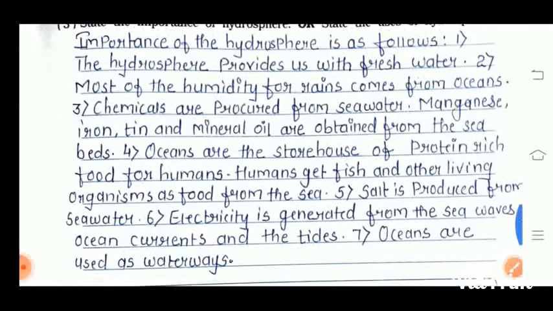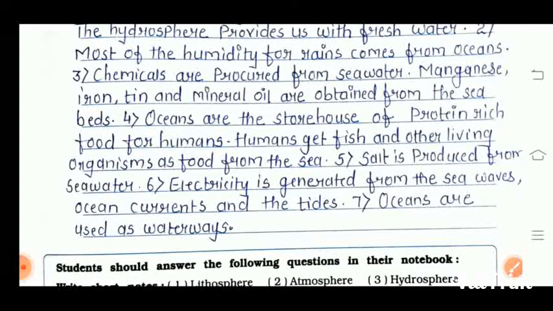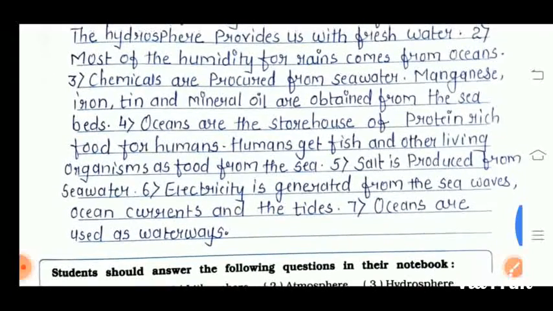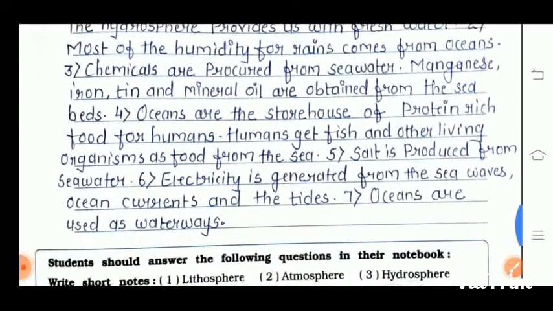Fourth point is oceans are a storehouse of protein-rich food, good for humans. Humans get fish and other living organisms as food from the sea. Fifth point is salt is produced from seawater. Sixth point is electricity is generated from sea waves, ocean currents and tides. Seventh point is oceans are used as waterways.